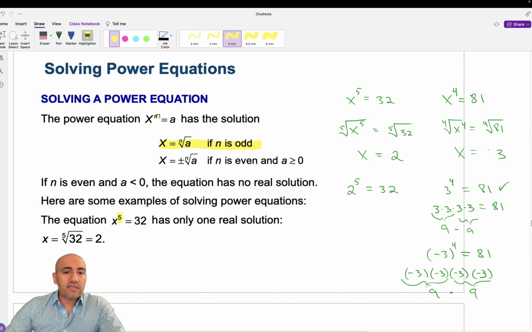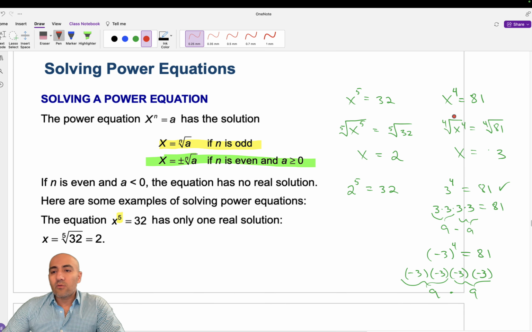So that's what this is telling you: when n is even and the value inside the root, the a in this case, is greater than or equal to 0, then there are 2 answers, as we noticed here. So we have to introduce this plus or minus. When we choose to take the even root of both sides of an equal sign, then we have to notice that in fact there are two answers, the positive and the negative. So we write it this way: plus or minus 3 is the answer. Just noting that there are two possible answers. That's what this is referring to.